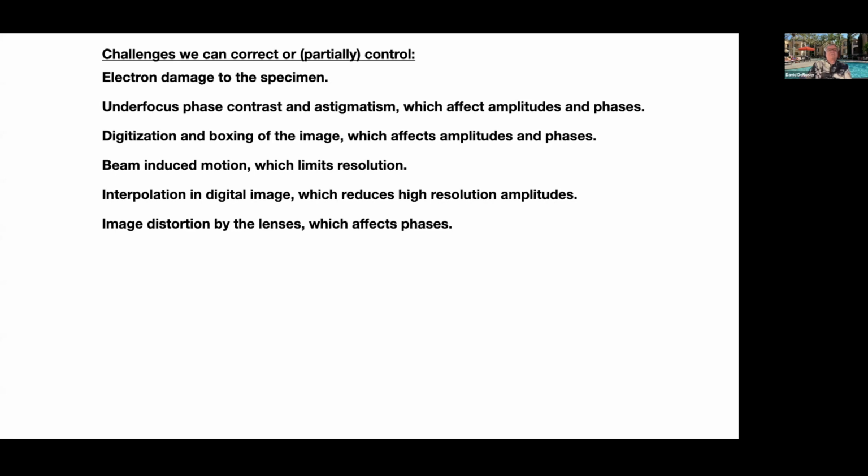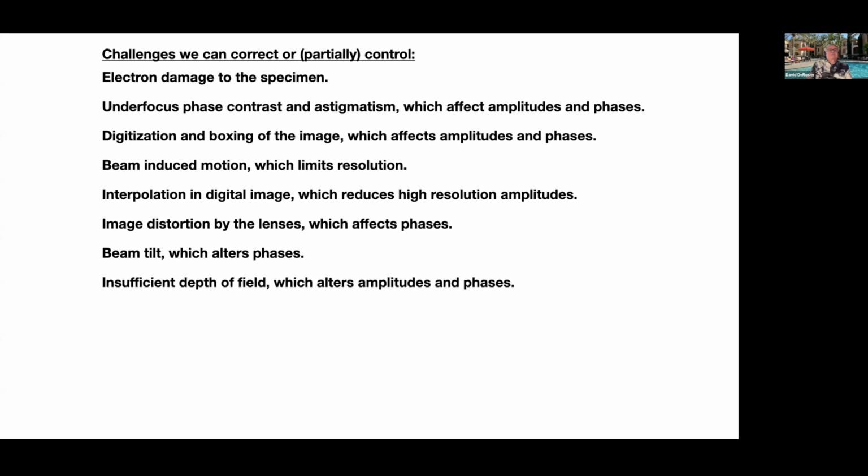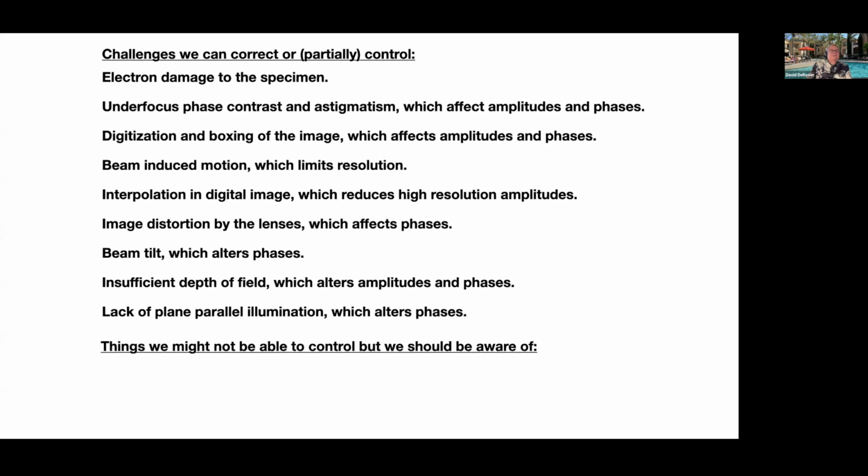Image distortion by the lenses is taken into account by some of the programs. Beam tilt alters phases. Insufficient depth of field alters amplitudes and phases. These are the things you have to be worrying about, or the programs have to be worrying about, as you process data. Lack of parallel illumination alters the phases.